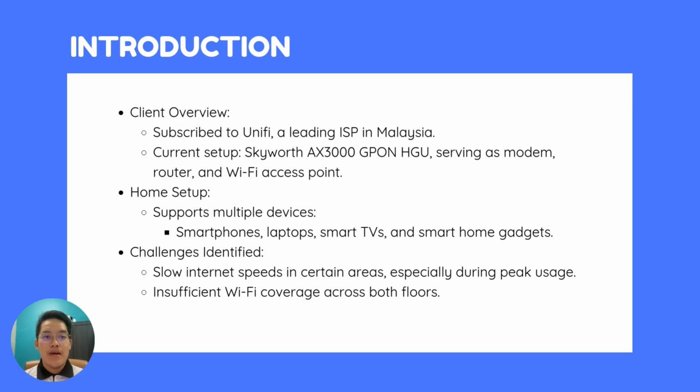Introduction. For my client overview, they are subscribed to Unifi, a leading ISP in Malaysia, and the current setup consists of a home gateway unit, a Skyworth AX3000 GPON HGU, serving as a modem, router, and Wi-Fi AP. This home setup supports multiple devices such as smartphones, laptops, smart TVs, and PCs. And then I have identified the challenges, which are slow internet speed in certain areas, especially during peak usage, and insufficient Wi-Fi coverage across both floors.